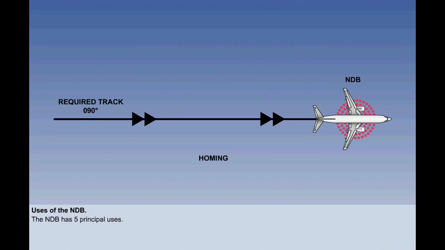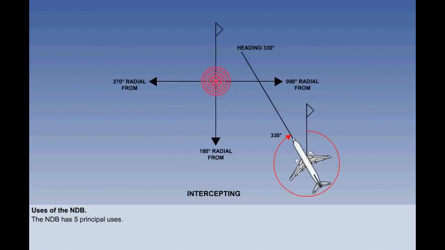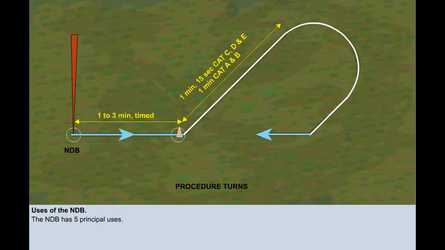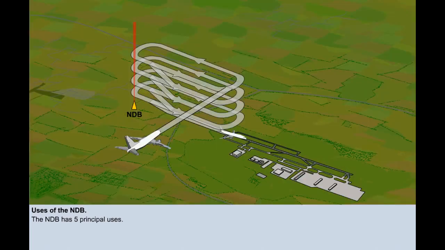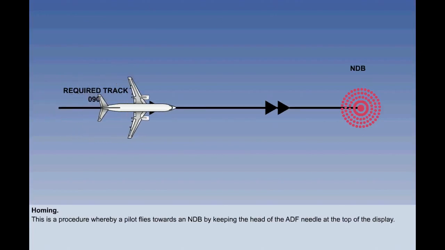Now that we have seen how the NDB operates, what can it be used for? Homing to NDB, tracking to the NDB, intercepting tracks to an NDB, procedure turns as part of an approach procedure, holding patterns. We'll look at each in turn, starting with homing.